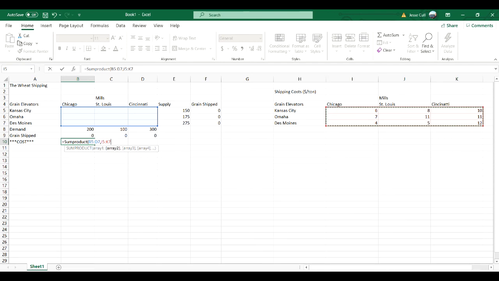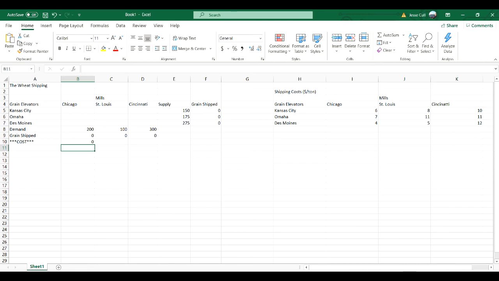When we use cost arrays, and if they are equal, all we have to do is multiply array 1 times array 2, indicated like this, and the computer will multiply each of the corresponding cells together, and then it will add all of those products together to give us our minimum cost in this situation. Right now we haven't shipped anything, so the number is 0.